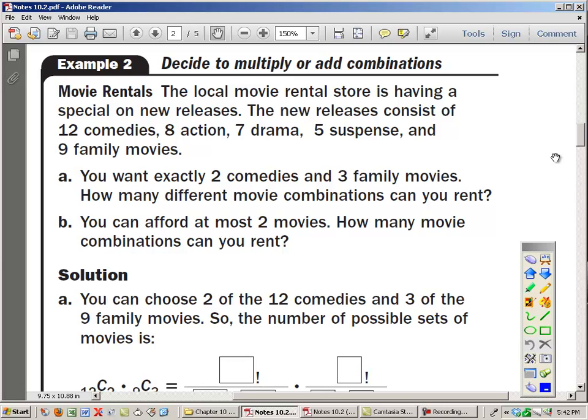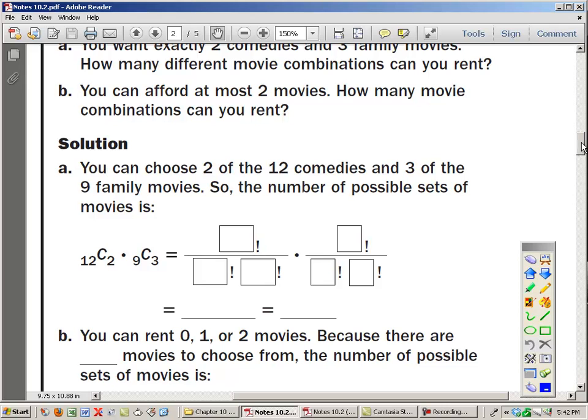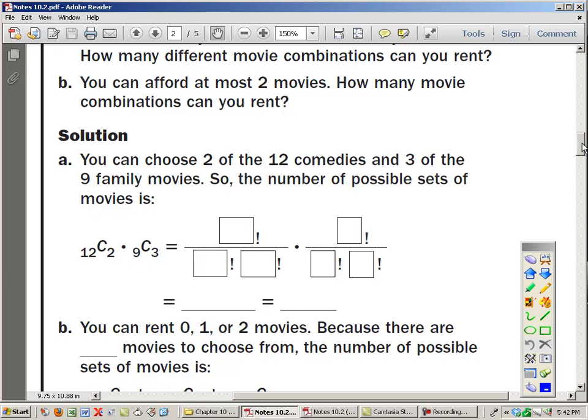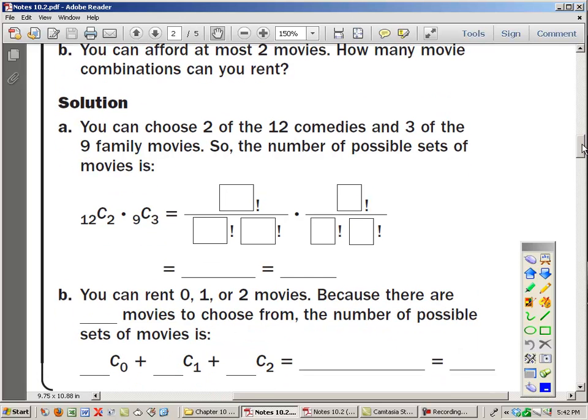It says a local movie rental store is having a special on new releases. The new releases consist of 12 comedies, 8 action, 7 drama, and 5 suspense, as well as 9 family movies. It says you want exactly 2 comedies and 3 families. So again, we want exactly that many. How many different movie combinations can you rent? And then the second part says you can afford at most 2 movies. And that's the key word in there, at most 2 movies. How many movie combinations can you rent?